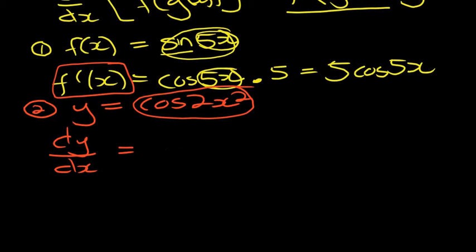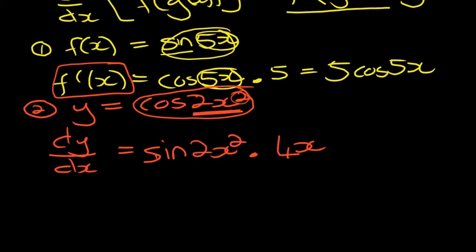So if you differentiate cos, you'll get minus sine, you'll see that in your table, and then you multiply with the smaller function's derivative, which is then 2 times 2 is 4, 4x, and you subtract the 1 from the exponent, and it's then 2 minus 1, which is just 1. So we can write it as 4x sin 2x squared.